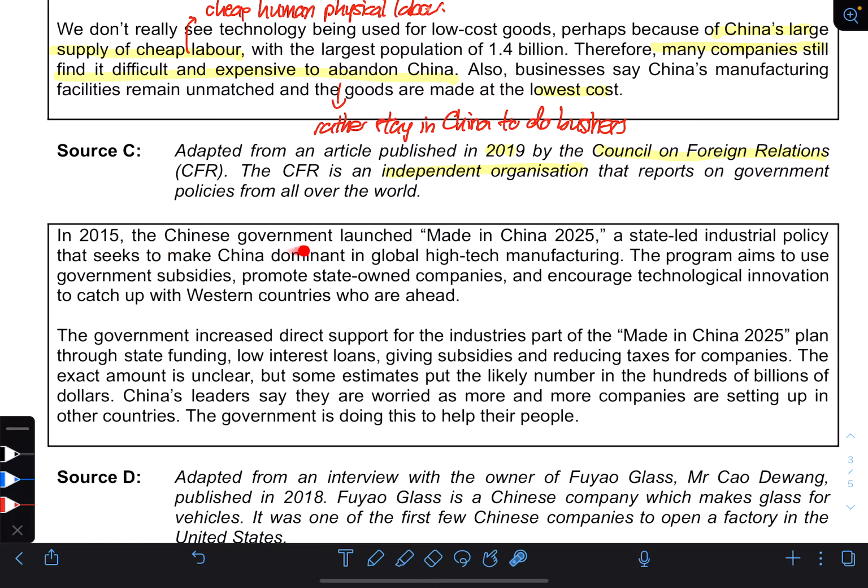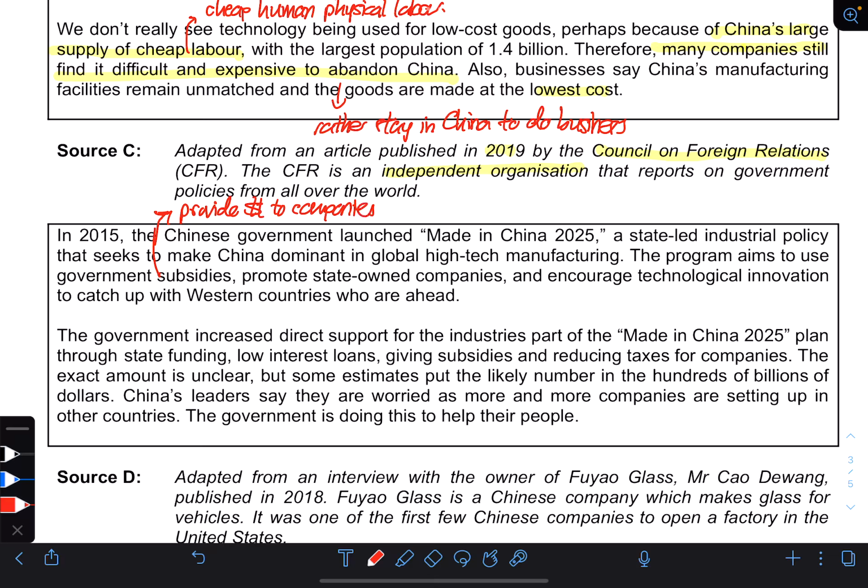In 2015, the Chinese government launched Made in China 2025. This is like a government policy, which is a state-led industrial policy that seeks to make China dominant in global high-tech manufacturing. So this is the aim of the policy. We want to increase China's technology in manufacturing, in making of goods. The program aims to use government subsidies. Subsidies means they provide money to companies.